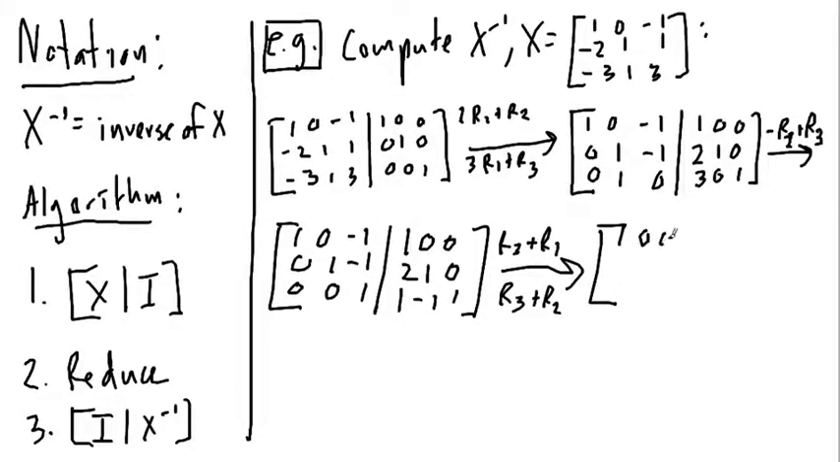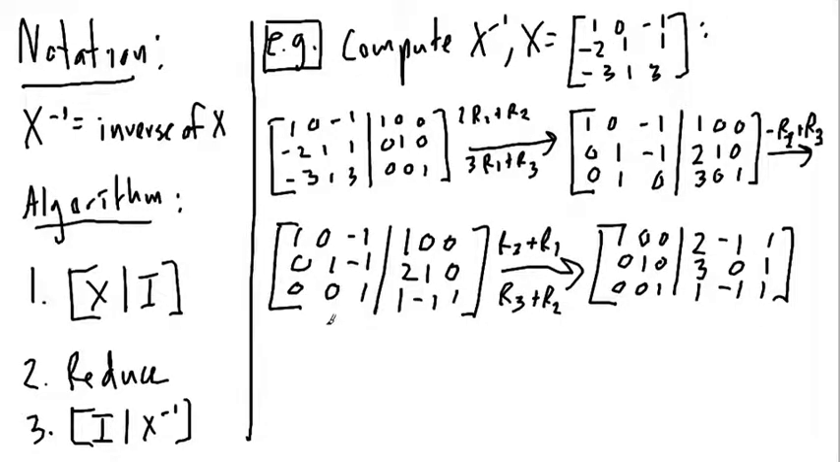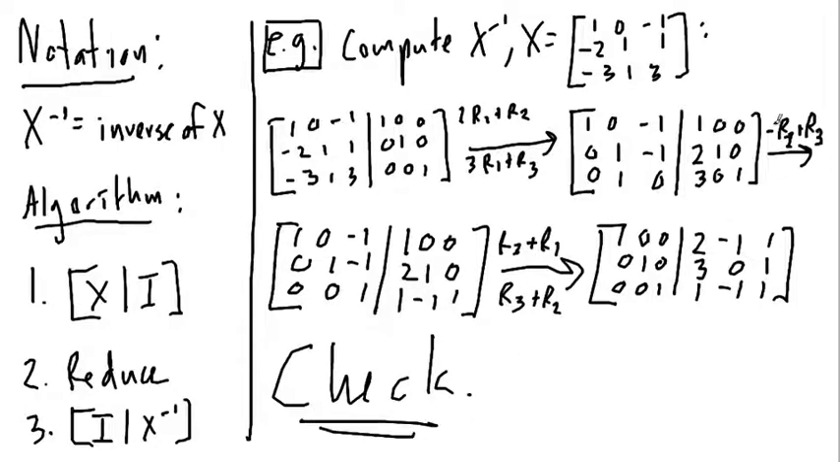So on the left, I end up with the identity matrix, which is what I was looking for. This is reduced. On the right, I'm just adding row 3 to row 1, so I get 2, -1, 1. Adding row 3 to row 2, I get 3, 0, 1, and my last row is 1, -1, 1. And I encourage you to go ahead and check that this works out. So that will be your exercise.